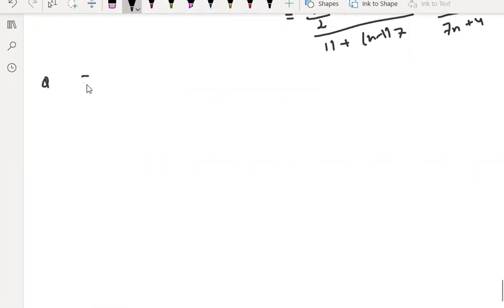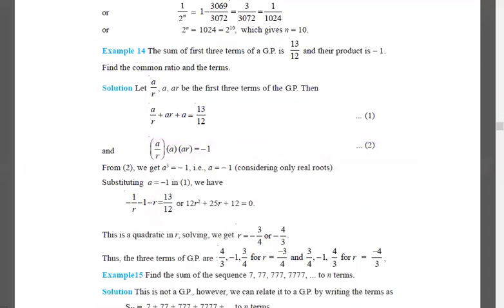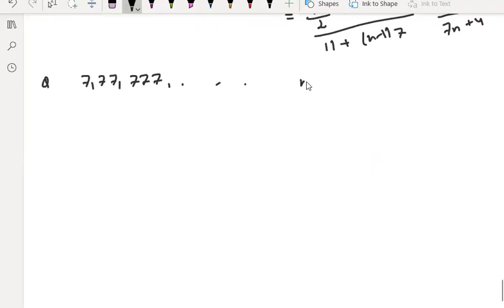So the question is this: 7, 7, 7, 7, 7, 7, dot dot dot. This is the problem. Find the sum to n terms. N terms.